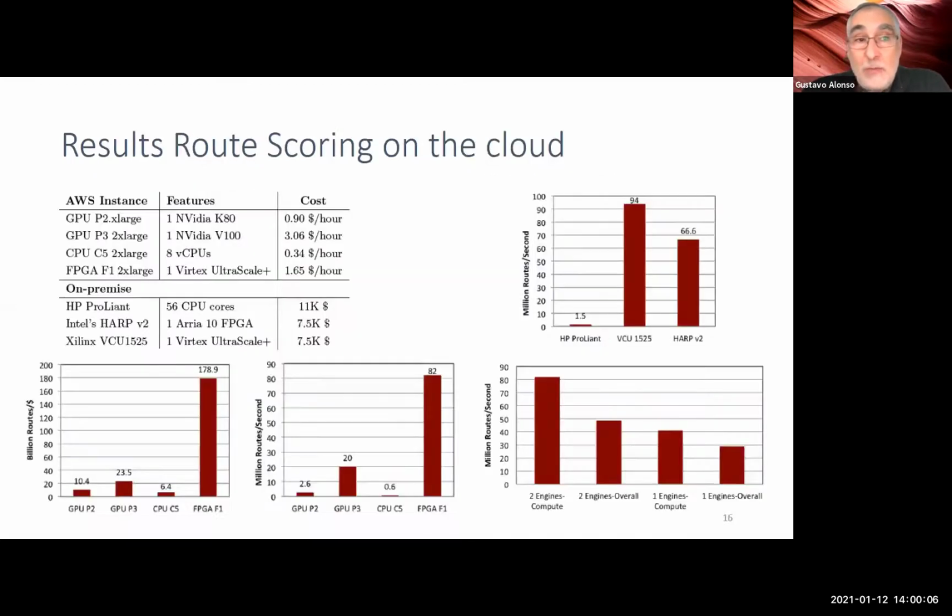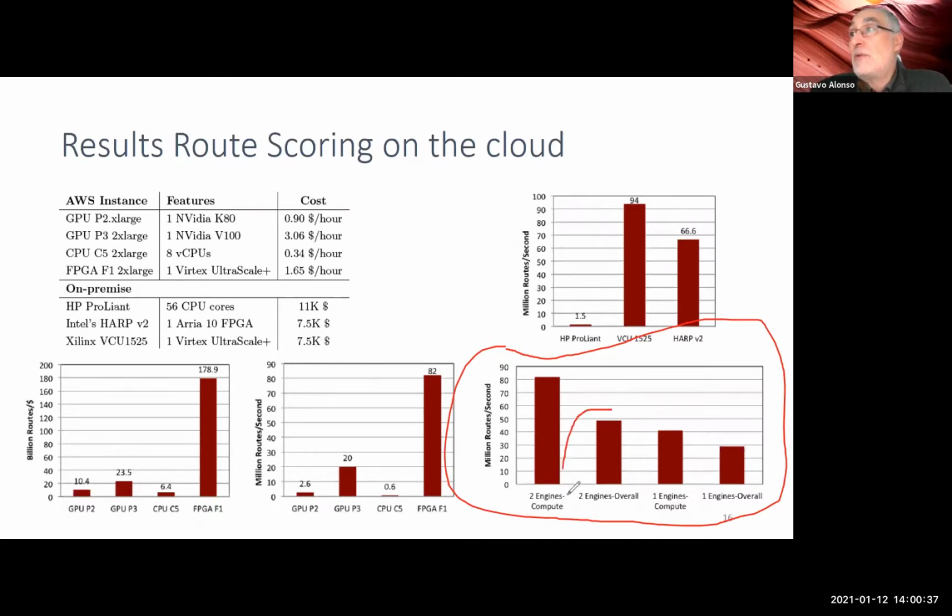And in fact, yes, when we did the experiments, we were surprised that it was this good. Let me focus on the graph here. This is what we were doing in terms of the million routes per second that we could run through the trees.